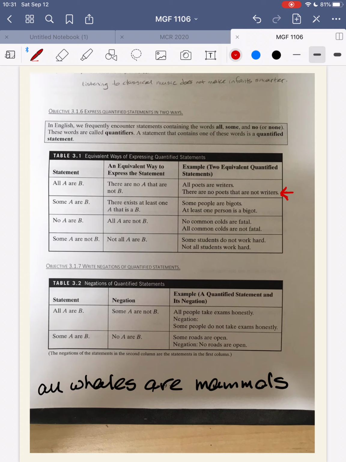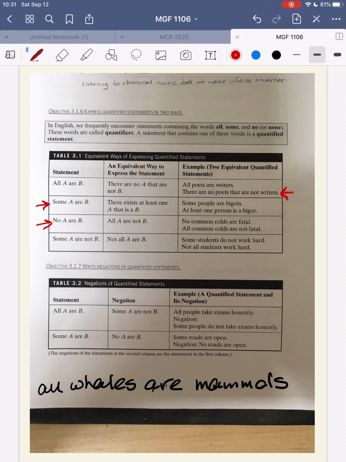Some A are B: there is at least one A that is B. So if some people are bigots, there is at least one person that is a bigot. If no A are B, then all of the things in A are not B. So some implies the existence of at least one. There's at least one of those in the other. No implies that none of them are in the other.